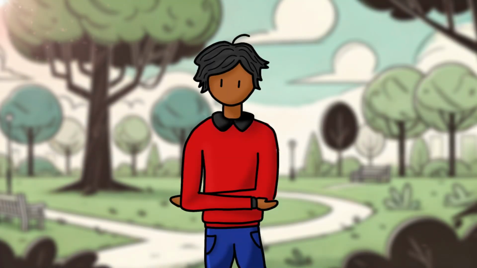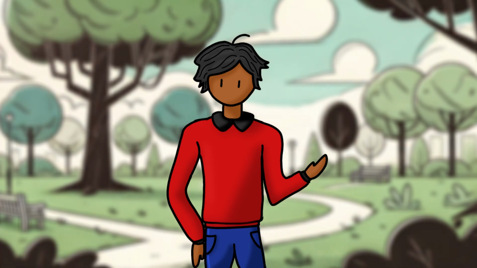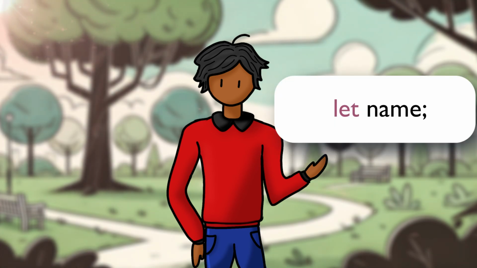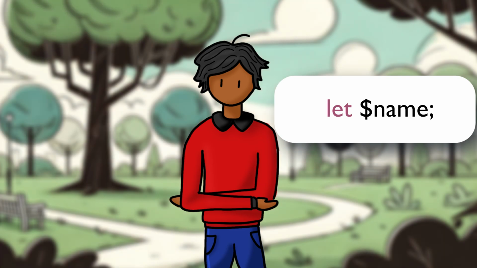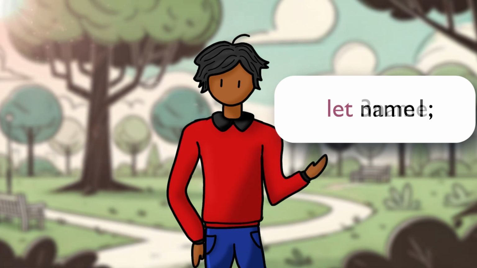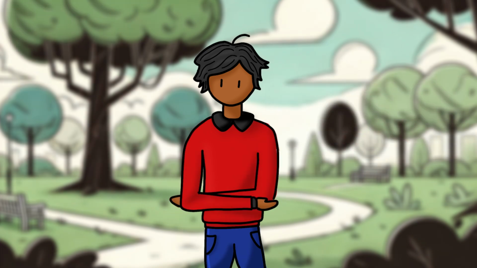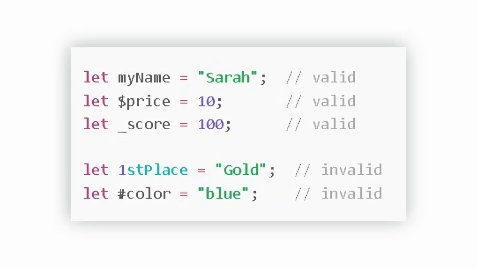You can choose any name for your variable, but there are a few rules you need to follow. Variable names must start with a letter, an underscore, or a $ sign. They can also contain numbers, but they can't start with a number. So let's take a look at some valid and invalid examples. As you can see, my name, $price, and _score are all valid names because they don't start with a number and they start with either a letter, a dollar, or underscore. Meanwhile, first place and #color are both invalid, and if they are run, they will output an error.